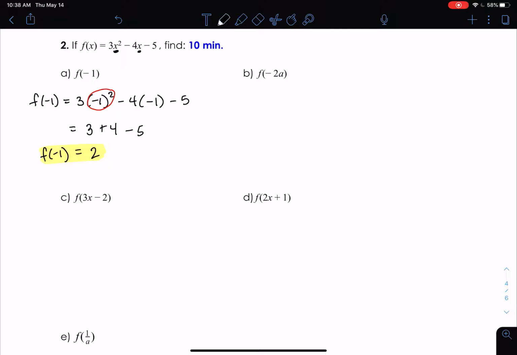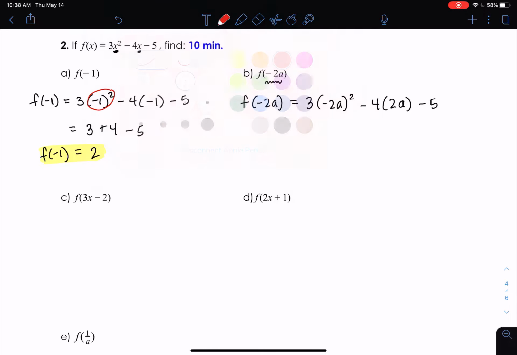Cool, let's evaluate -2a now. We're doing letter B. So this time we're plugging in an entire expression. So f of -2a, but we'll follow the same rules. Instead of x, we're writing -2a, that's being squared, minus 4 times -2a, and then minus 5.